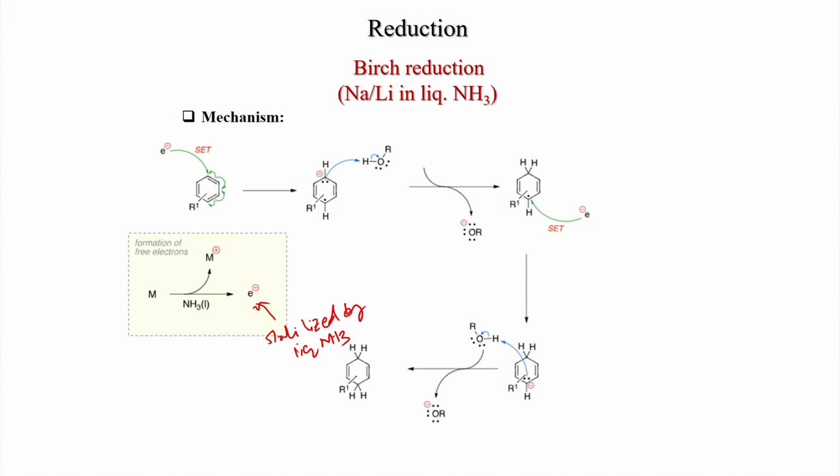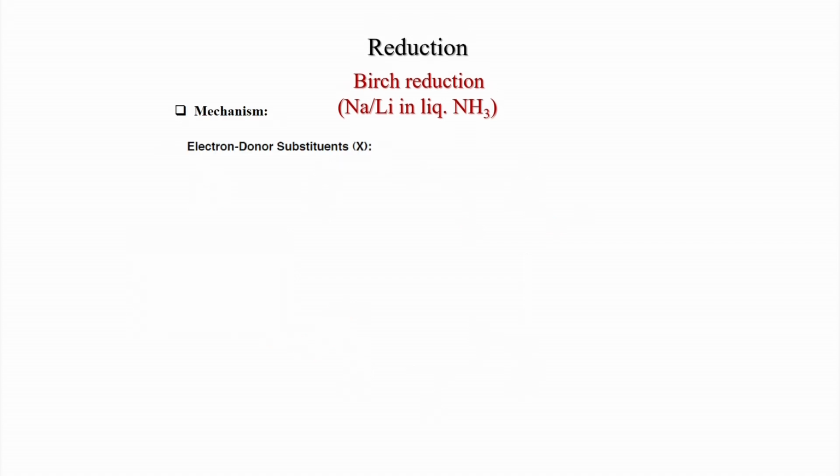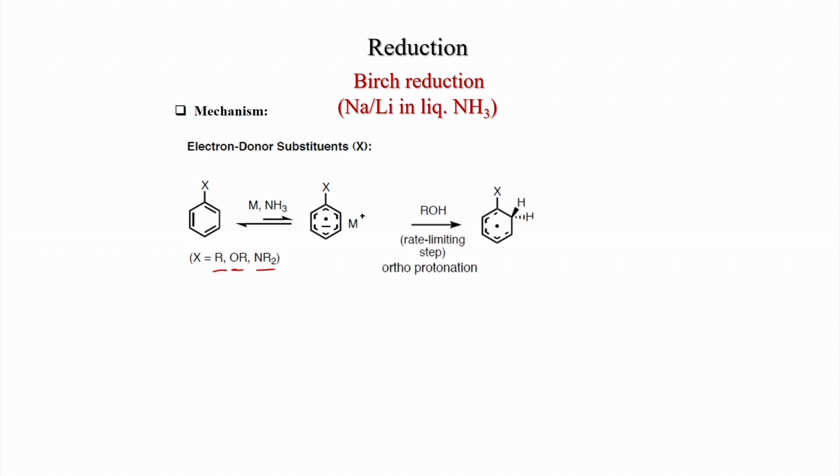and you get the cyclohexadiene system. And what happens when electron donor substituents are there? If you have an alkyl group, OR group, or NR2 group, which are electron donating, after treatment with sodium or lithium in liquid ammonia, you get the radical anion, and then there is ortho protonation, and this is the rate limiting step. So the anion stays at the ortho position of the electron donating group, and that is why ortho protonation happens.